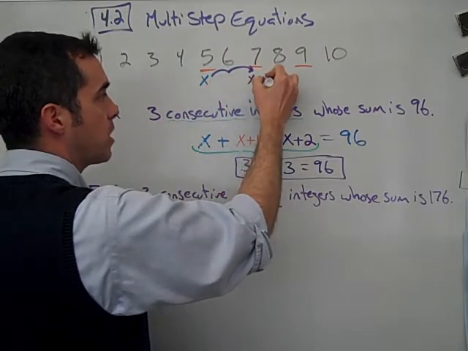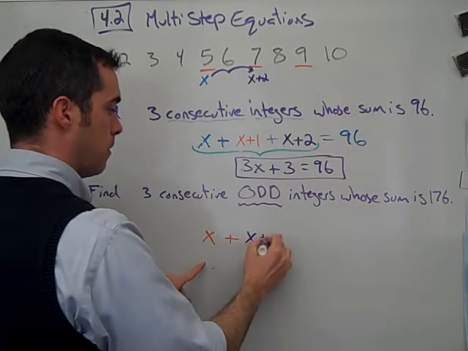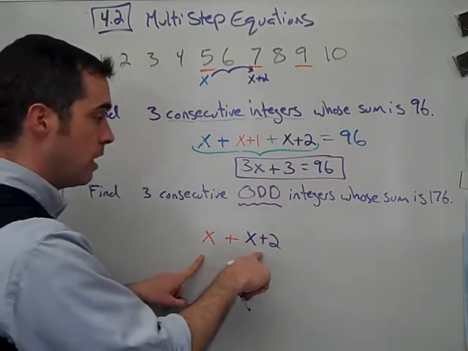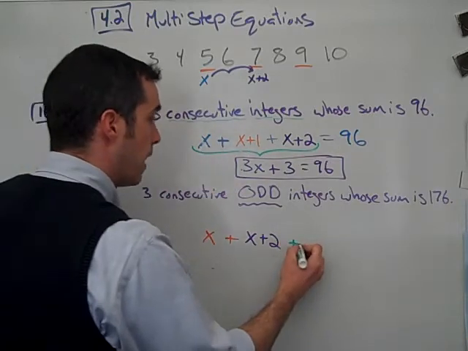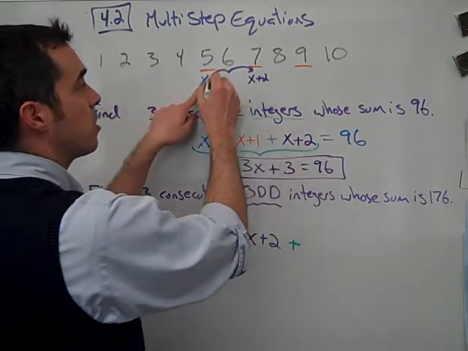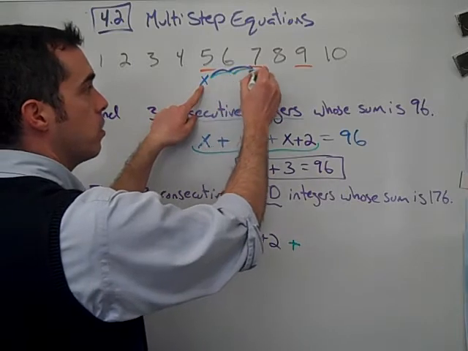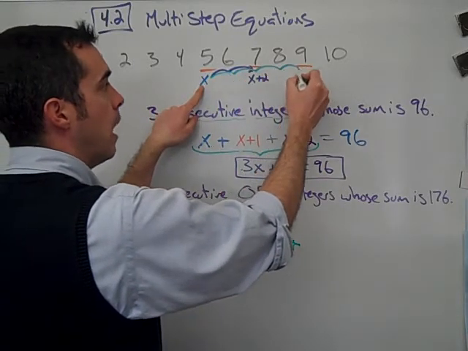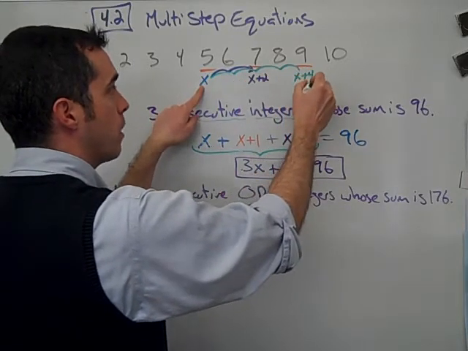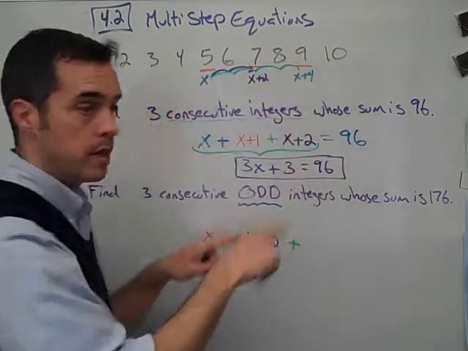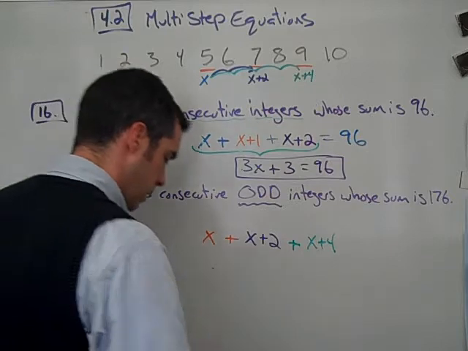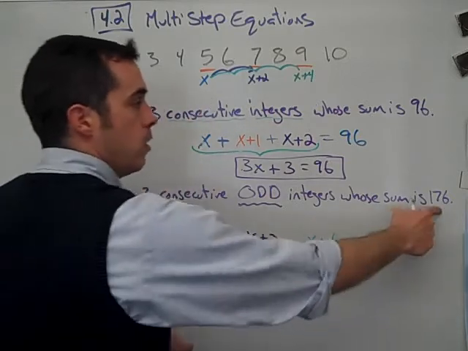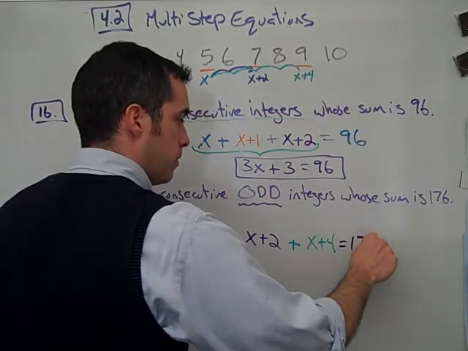I'm going to have to call that x plus 2. This is my first odd integer. That's my second odd integer. And then for my third odd integer, I start at x, 1, 2, 3, 4. I'm going to have to call that x plus 4. 5 plus 4 would give me another odd integer. And that will equal 176.